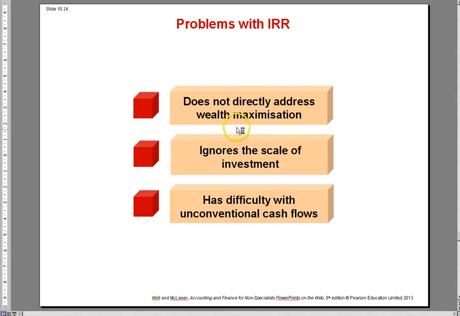Problems with IRRs, we've been saying, doesn't quite link with wealth maximization. We'll just take that as read. It ignores the scale of the investment. So in theory, an investment in pennies could produce a very high IRR, but you wouldn't have a large company interested in that, because it's only in pennies and not pounds. So the scale obviously matters, and in practical terms, businessmen would be aware of that.